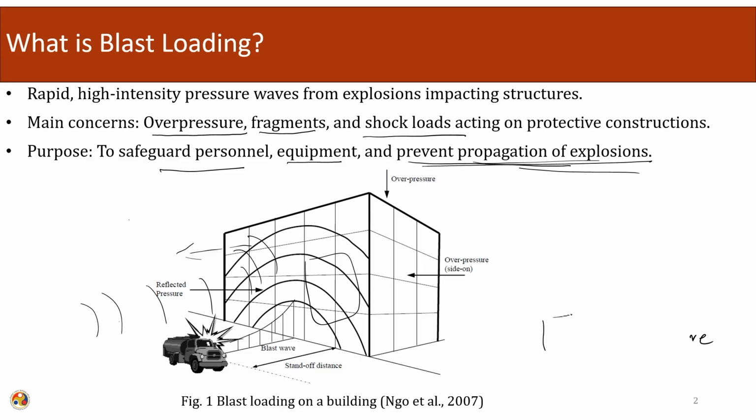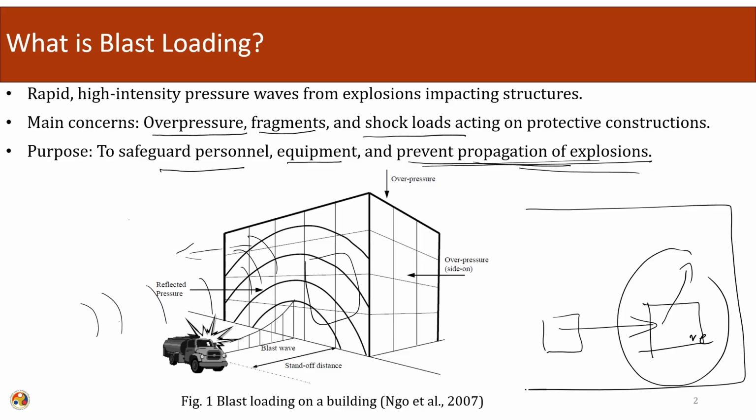So this will help in propagation of the explosion. Or if one explosion occurs here, its intensity might hit the other explosive material kept nearby, and these things can also be ignited. This normally happens with an ammunition container. This is called a sympathetic blast. So we have to prevent the propagation of explosion also.